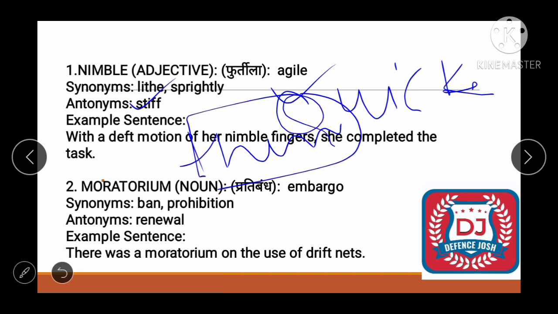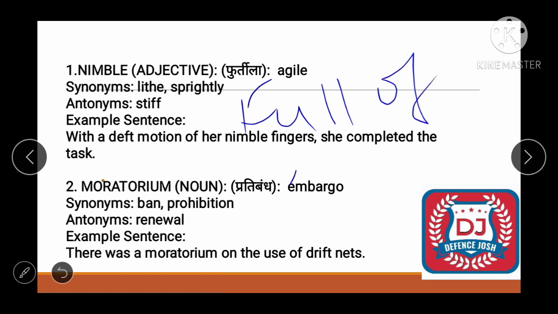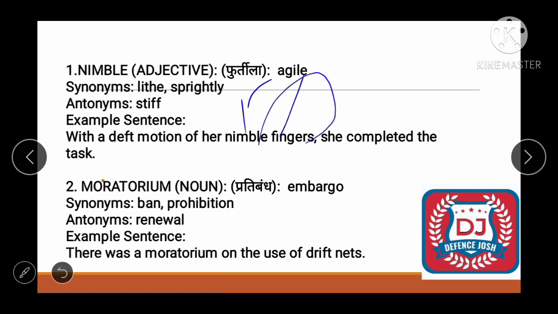So what does sprightly mean, right? It means that the thing is very light and it can move very easily. All right, and you can say full of energy. Sprightly means full of energy. All right, then let's form an example. With the deft motion of her nimble fingers, she completed the task. Means in an agile manner she completed the task.